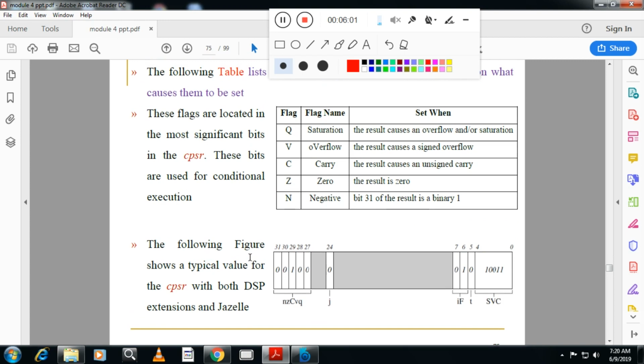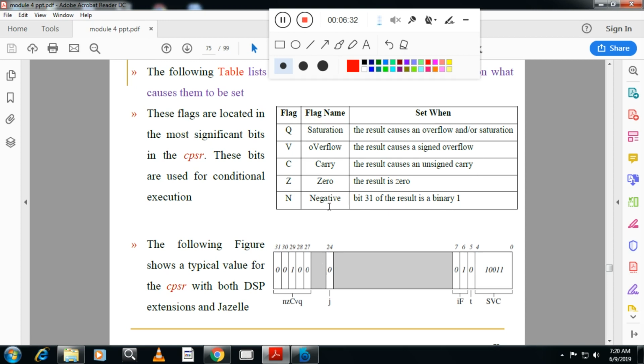So you can see here various flags, and from the exam point of view, this table is required. So when it is set, for what action it is set, what are the different types of flags, like Q, saturation: the result causes an overflow or saturation, that time this flag is set. And flag representation also you have to do. When they ask about a flag, you have to write about CPSR and you have to tell this one, and you have to explain what the flags are.